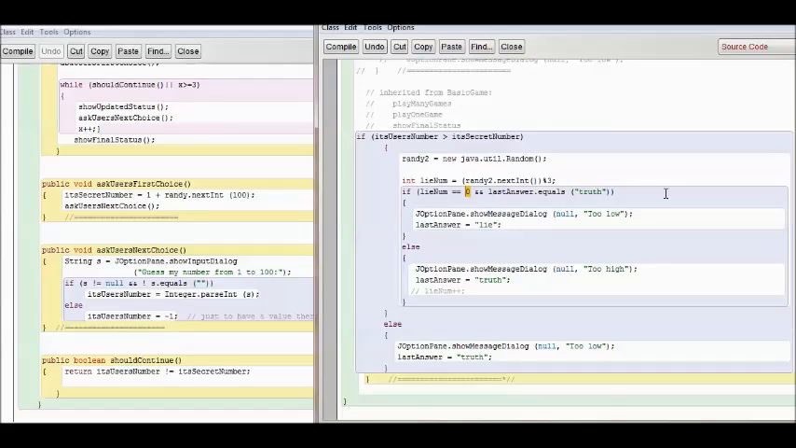So if the line number is 0 and the last number equals truth, okay, so what's going to happen then? Instead of saying the number's too high, we're going to lie and say it's too low. And we're going to put the last answer is a lie. Okay? So that will prevent it from having 2 in a row here, see? Otherwise, they're going to tell the truth and say that it's too high and generate a truth.